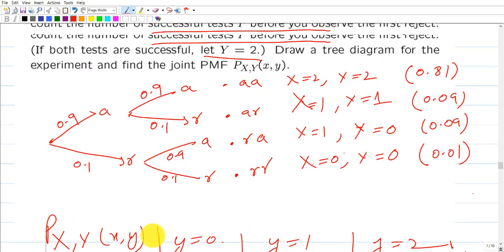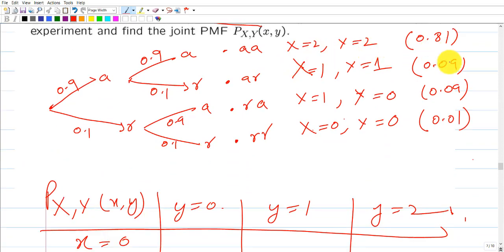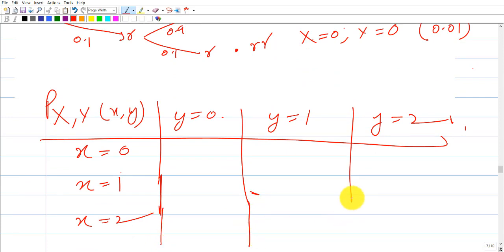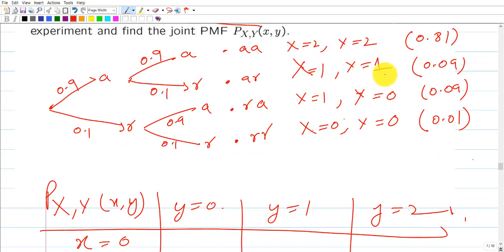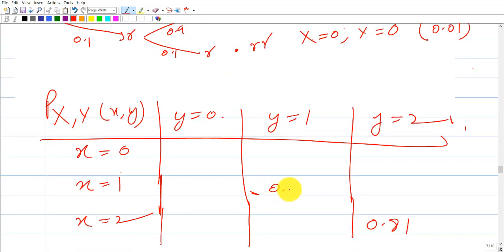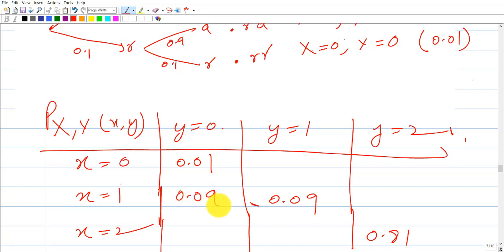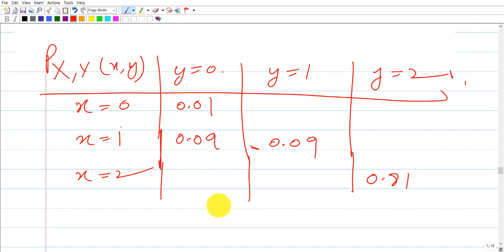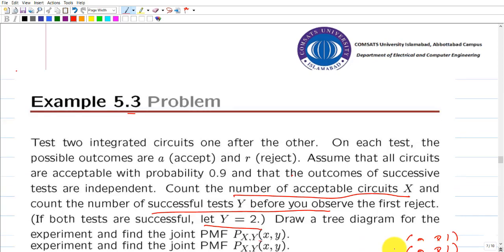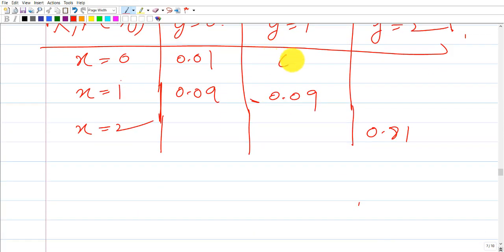So from this tree diagram, we can see that when X equals 2, Y equals 2, it is 0.81. Similarly, when X equals 1, Y equals 1, it is 0.09. And X equals 0, Y equals 0, it is 0.01. And the last one is when X equals 1 and Y equals 0, this is here 0.09. So what about the rest of the values? It will be 0 on the other values.